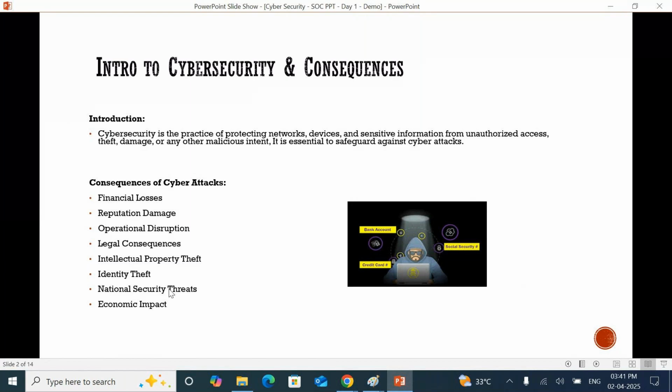These are the other consequences that happen in the cyber sector. So in this case, we need a practice to protect networks, network devices, and sensitive information from unauthorized access, theft, damage, and other malicious intent.